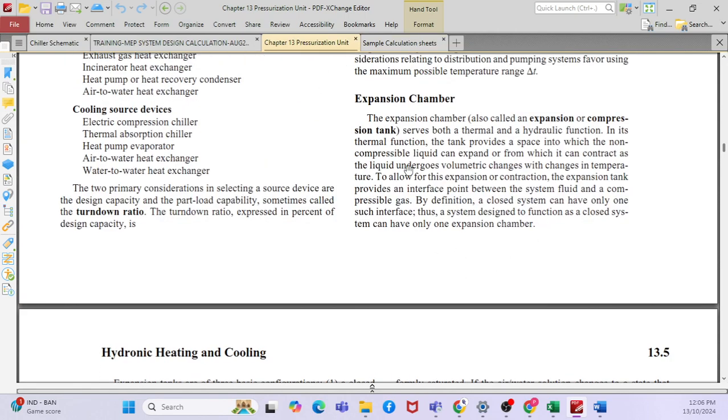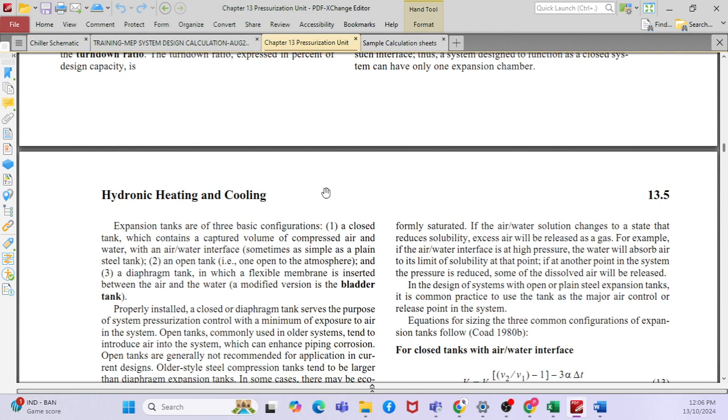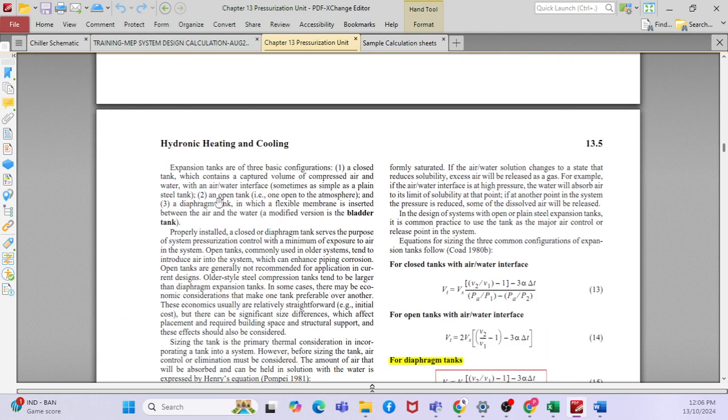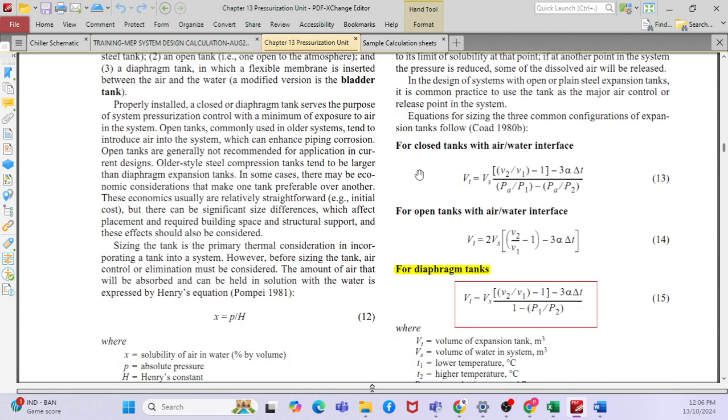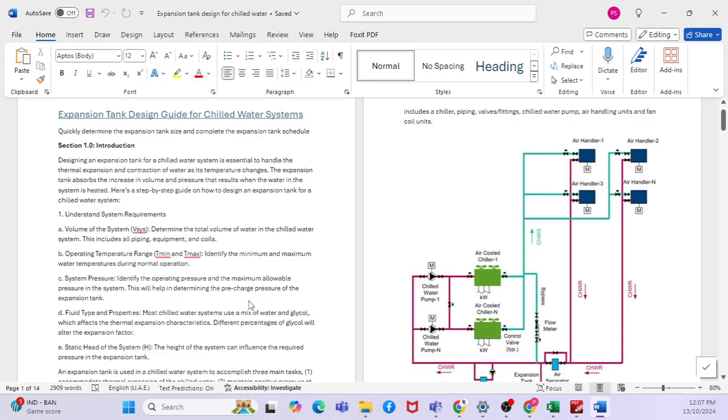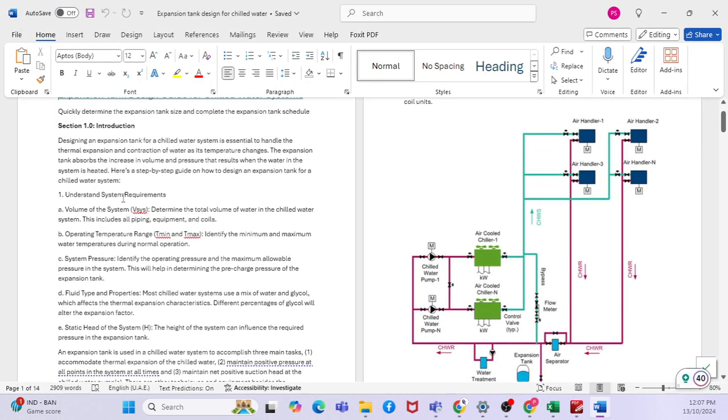Now if you go into this chapter 13, you will find the different types of expansion tank. One is an open type and one is a closed type; one is an open tank, another is a diaphragm tank. There are three types. Closed tank with air or water interface, this is the equation. Then the next one is the open tank with air and water interface. The third one is the diaphragm tank. If you go through this lecture, you will understand what the system requirement is.